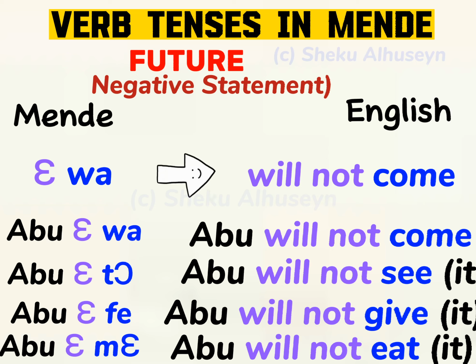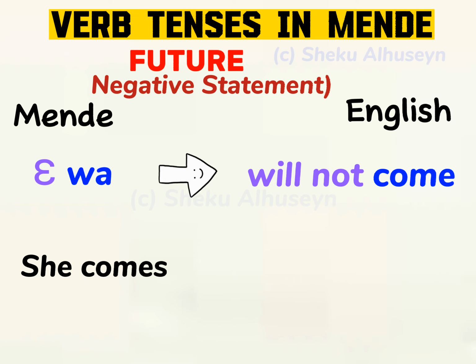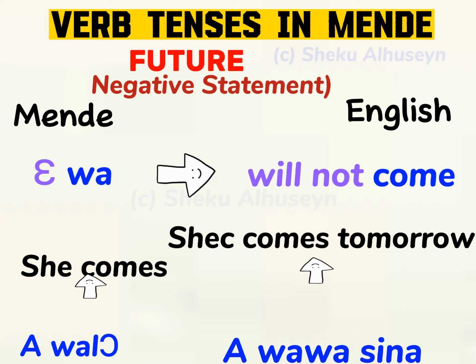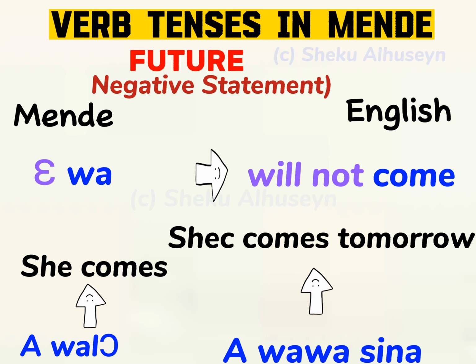Now, I did not touch on the present tense in terms of negative and positive because it works the same as the future tense. That is, the tense we use for the future is the same we use for the present simple, just as we have in the English language. For example, she comes. It's a simple present tense. And we can say she comes tomorrow to mean the future. So you get the point. Awalo, which means she comes, can work for both the present and the future simple tenses in Mende language. I hope that is understood.